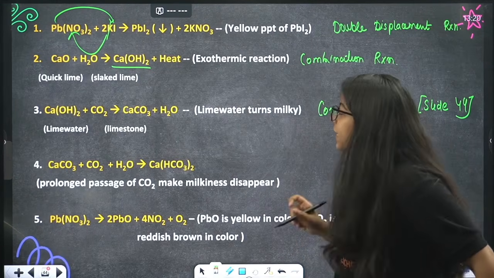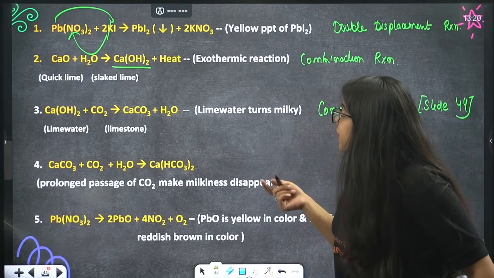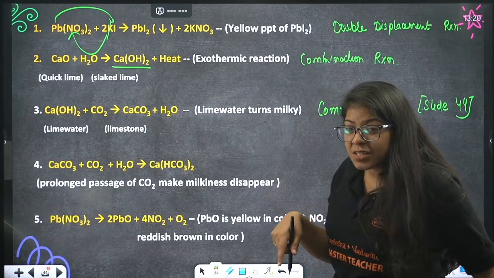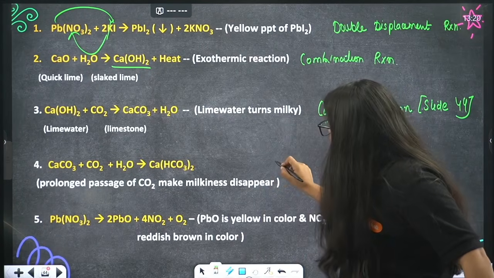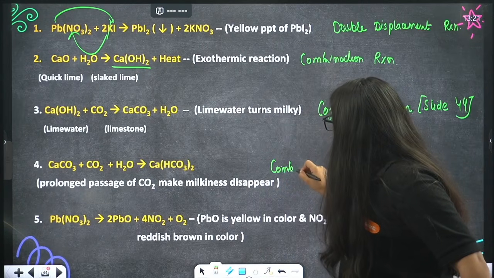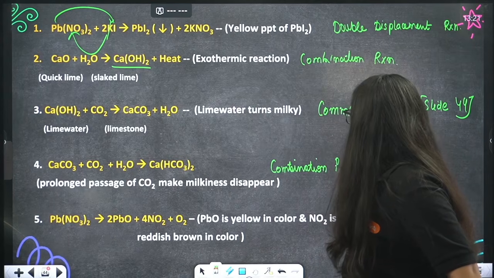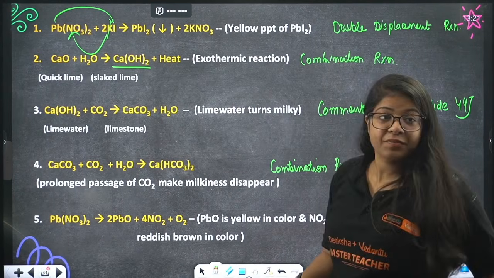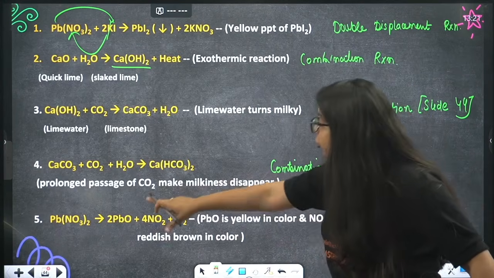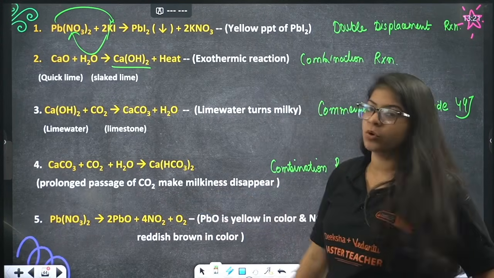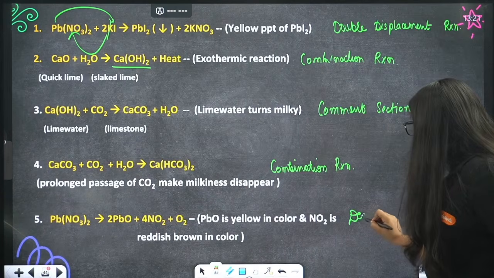Okay, great. Then beta, CaCO3 plus CO2 plus H2O gives Ca(HCO3)2. Which reaction is this? Ma'am, some things are combining, so this is simply a combination reaction. Then fifth, we have Pb(NO3)2 breaking down into PbO plus 4NO2 plus O2. What is that? Simply decomposition reaction.